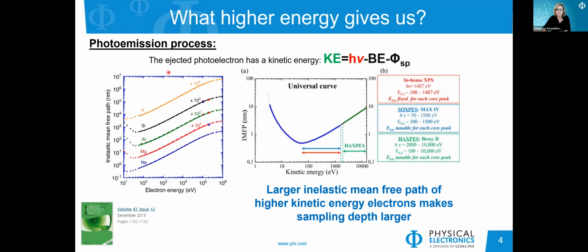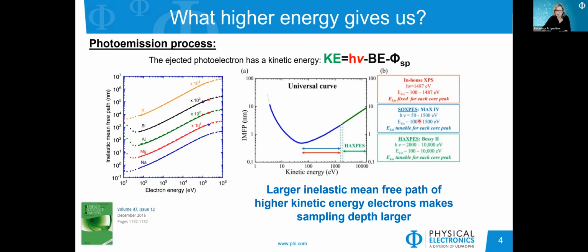We all know the basics of the photoemission process: the kinetic energy of the electrons depends on the primary energy of the X-ray source. So the higher that energy, the higher the kinetic energy of the photoelectron that we will be detecting. And that defines basic parameters such as inelastic mean free path, which defines sampling depth. Here we can see the dependence of inelastic mean free path for several elements and transitions as a function of electron energy. You can see that the higher the kinetic energy, the higher the inelastic mean free path.